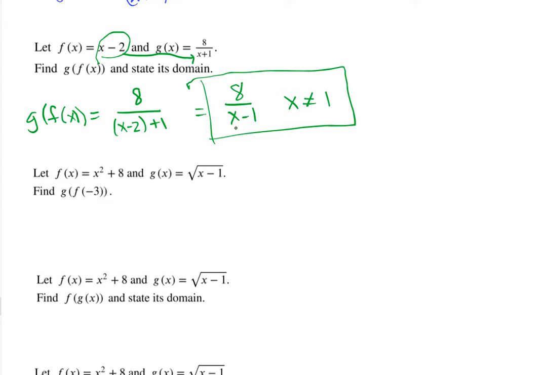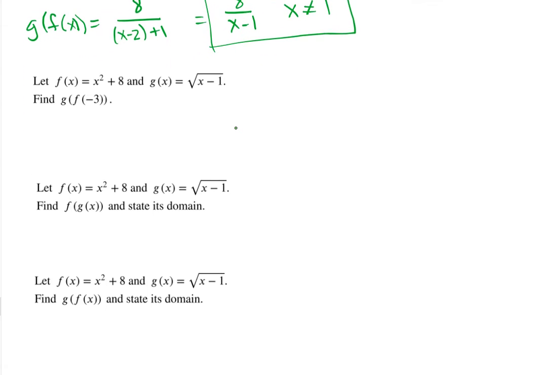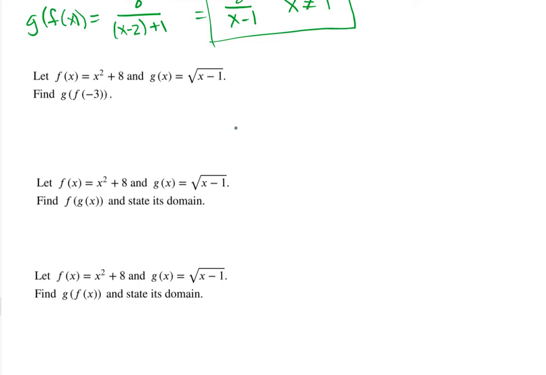All right. There's a few more that do the same sort of thing, but with different functions. So if we have g of f of -3, I'm going to put -3 in for my x in my f function. So I get 9 plus 8, so I get 17. So then I'm going to put 17 in for this x here. 17 minus 1 is 16, and the square root of that is 4. So g of f of -3 is 4.